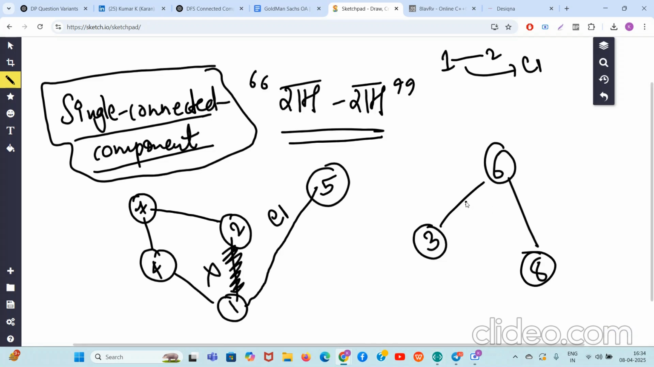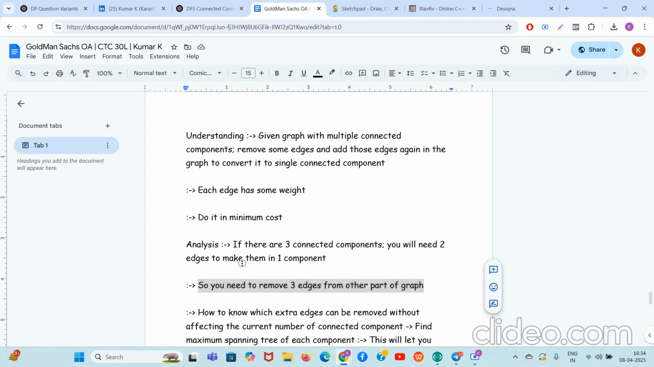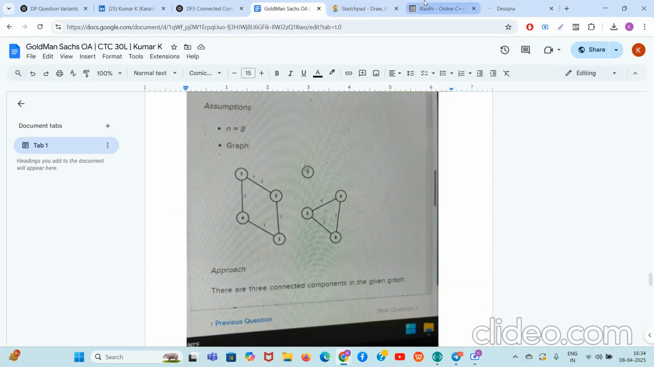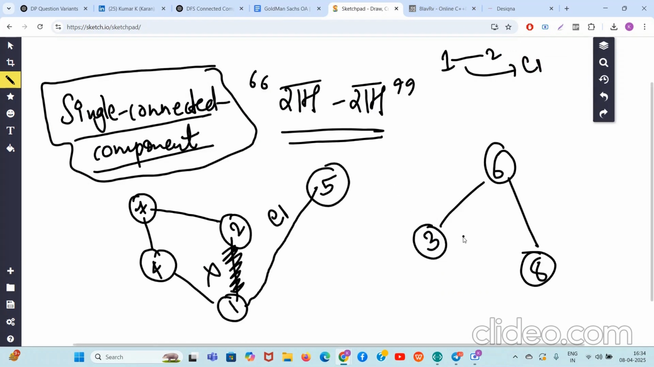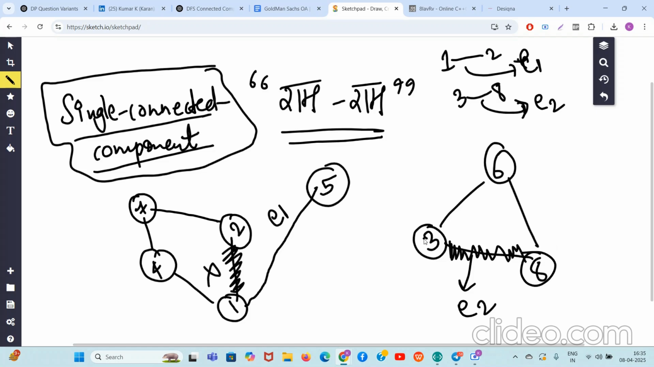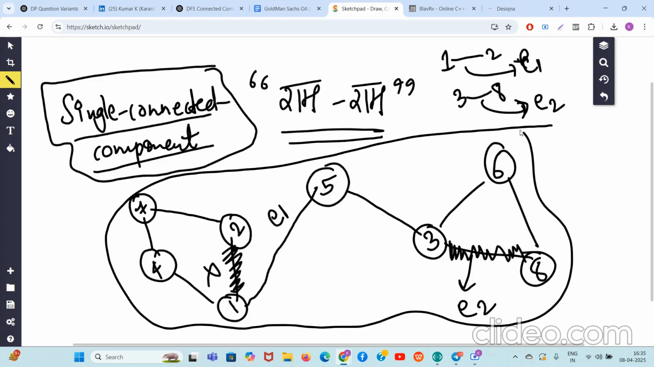And similarly, let's say 3 to 6, okay, it used to look like this, 3 6 8. Yeah, one more was there. Let's say the edge from 3 to 8 is E2. So you break the edge from 3 to 8 and you connect 3 to 5. Now what will happen? This will be a fully connected component.